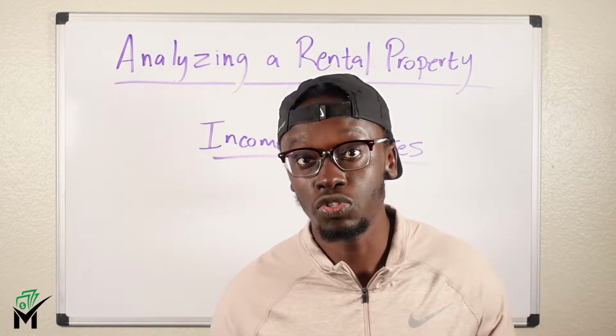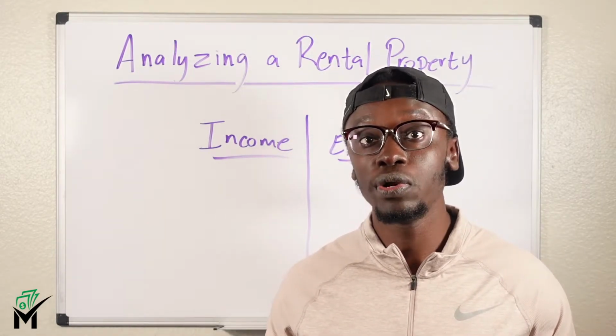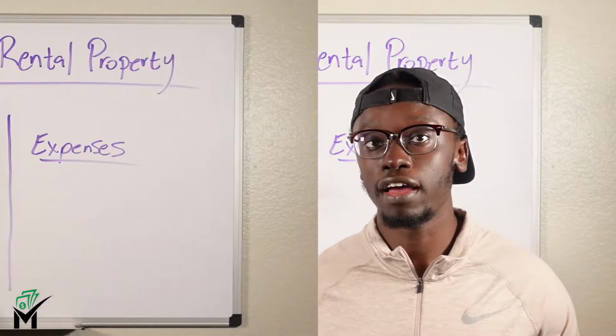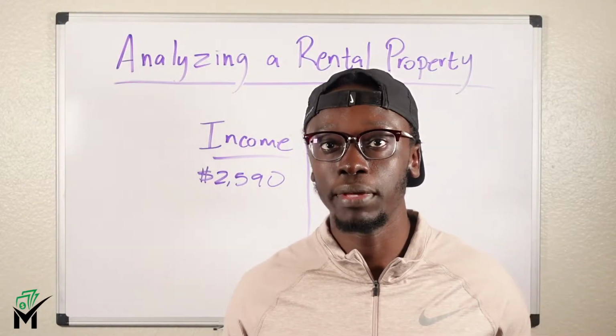So in this example for this duplex, rentometer.com is telling me that a 3-bedroom, 3-bath unit is renting for about $12.95. But of course it's a duplex, so we have to multiply that times 2. Determining income isn't too difficult.